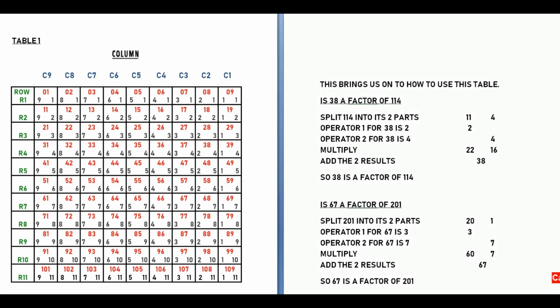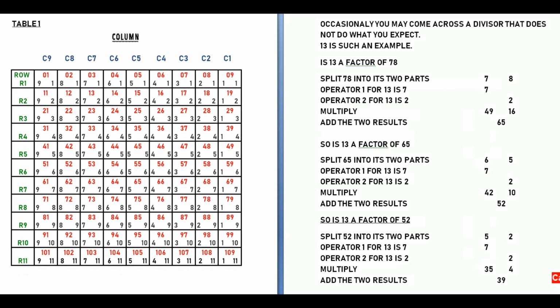As another example, is 67 a factor of 201? Well, if you split 201 into its two parts, you've got 20 and a 1. Operator 1 for 67 is 3. Operator 2 for 67 is 7. Multiply out, and you get the two results, 60 and 7, which added together gives 67. So 67 is a factor of 201.